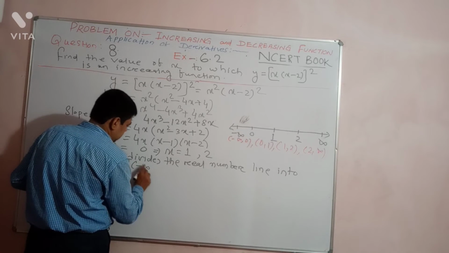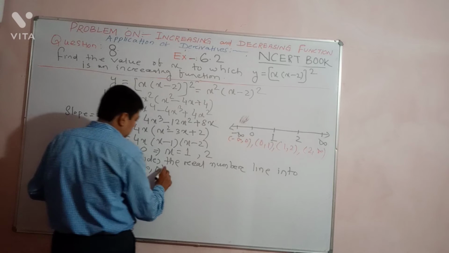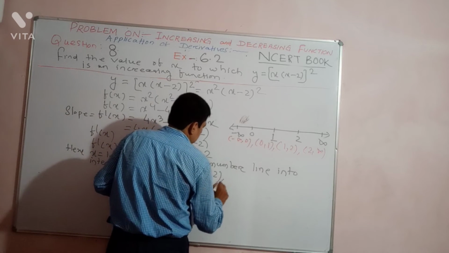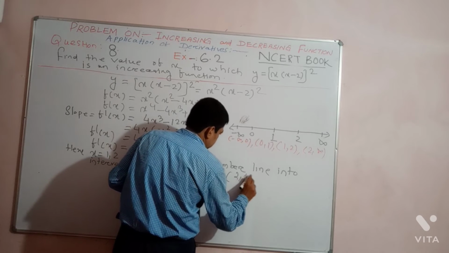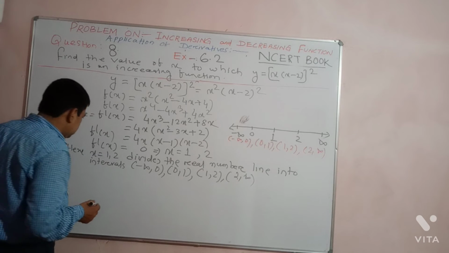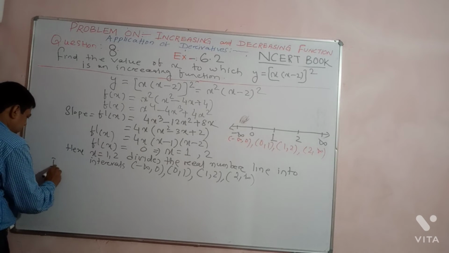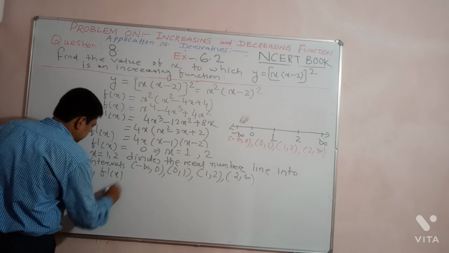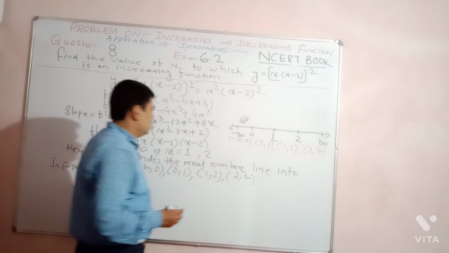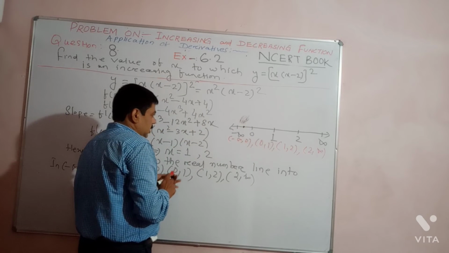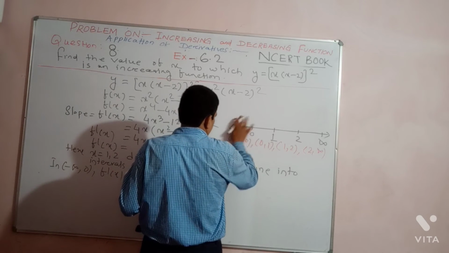The intervals are minus infinity to 0, then 0 to 1, next 1 to 2, and last 2 to infinity. In each interval we have to check whether the function is increasing or decreasing. In the interval minus infinity to 0, suppose I take any number, say x = minus 1.